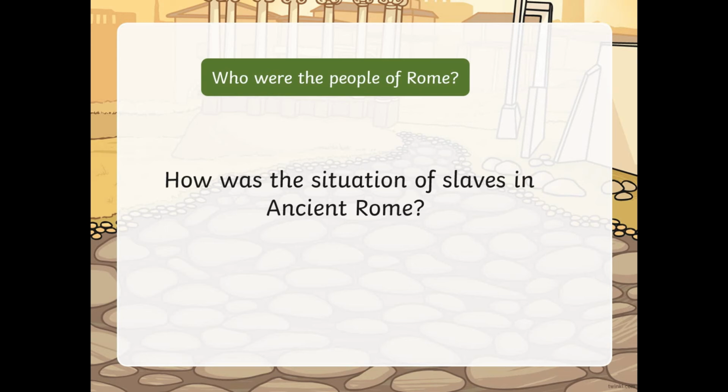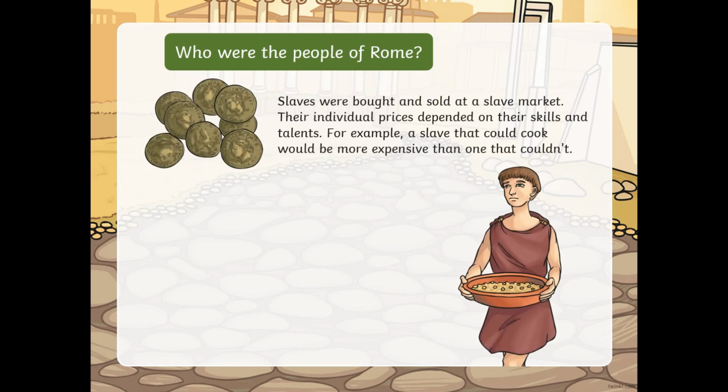How was the situation of slaves in ancient Rome? Slaves were bought and sold at the slave market. Their individual prices depended on their skills and talents. For example, a slave that could cook could become more expensive than one that couldn't.